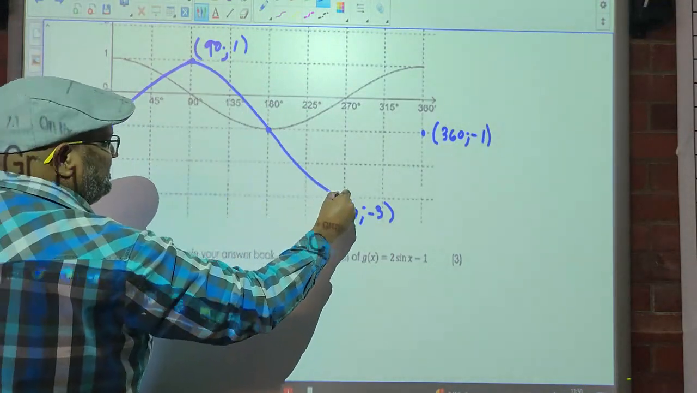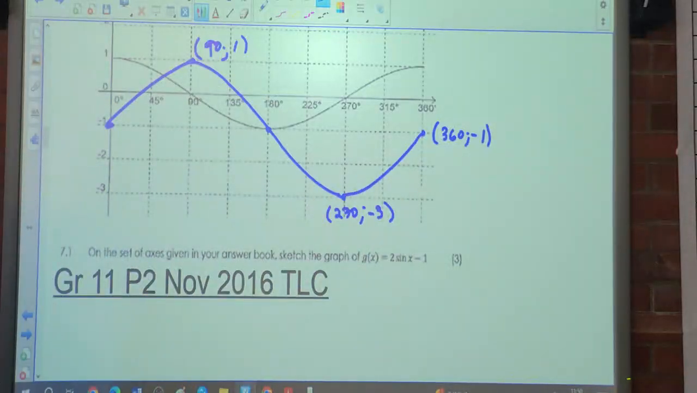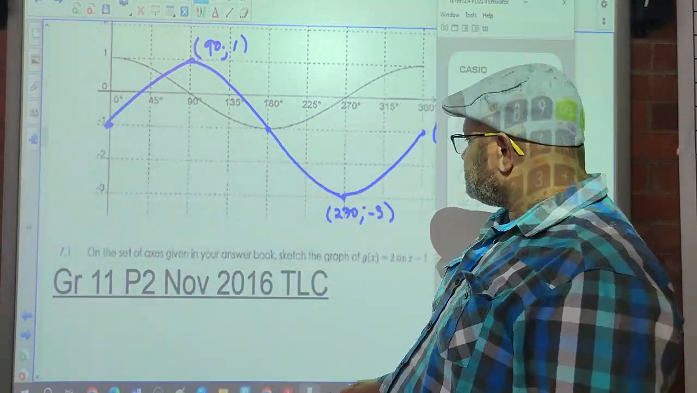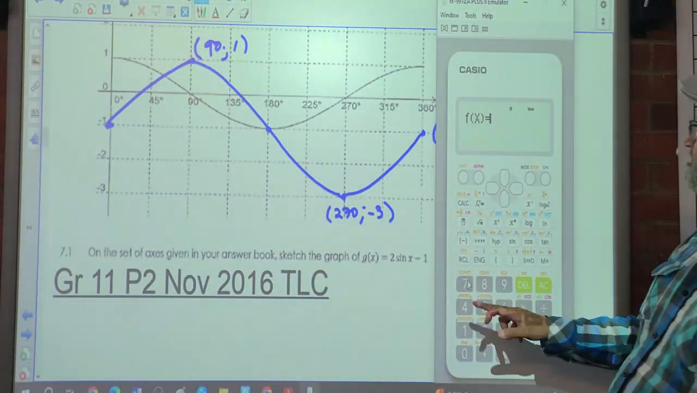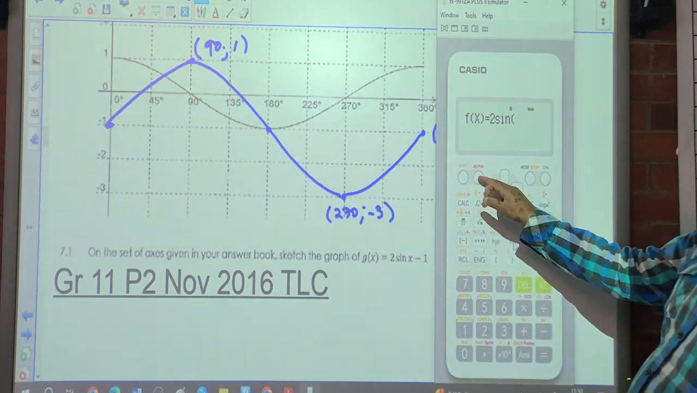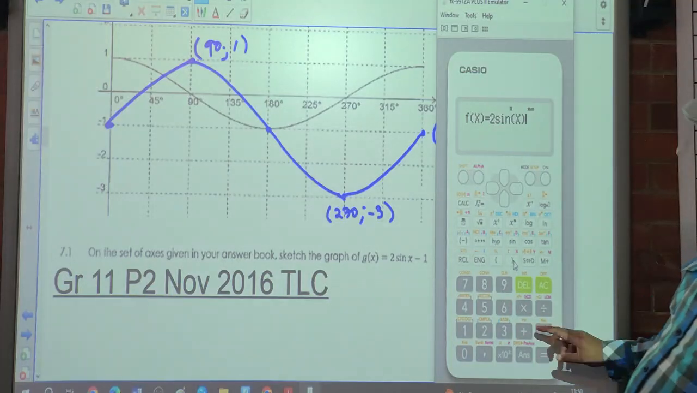Now, many of you don't study the parameters of the graph. So you could have used the table as well. Okay. So let's go with the calculator. We say mode table. So f of x is equal to 2 sine x.